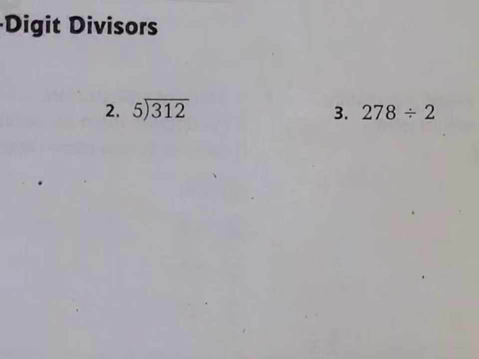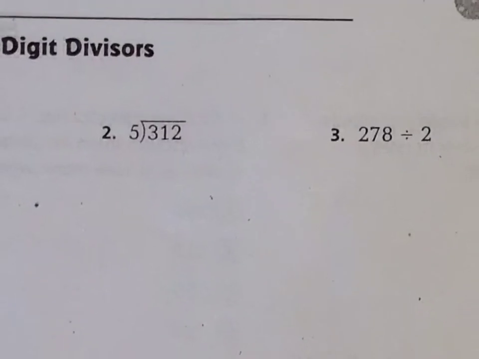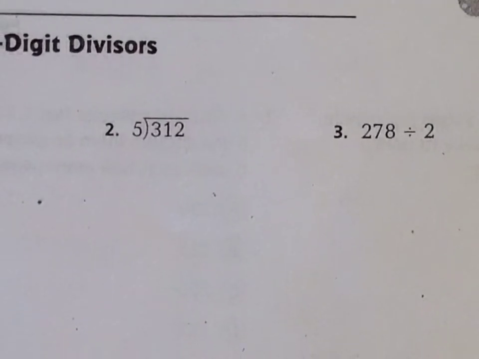So remember, first we're looking where to place that first digit. Well, there isn't enough hundreds, so I know that the first digit is placed over the tens place, because there's only 3 hundreds and my divisor is 5. So 5 is going to go into 31 six times. So I'm going to write the 6 above here. And 6 times 5 is 30.